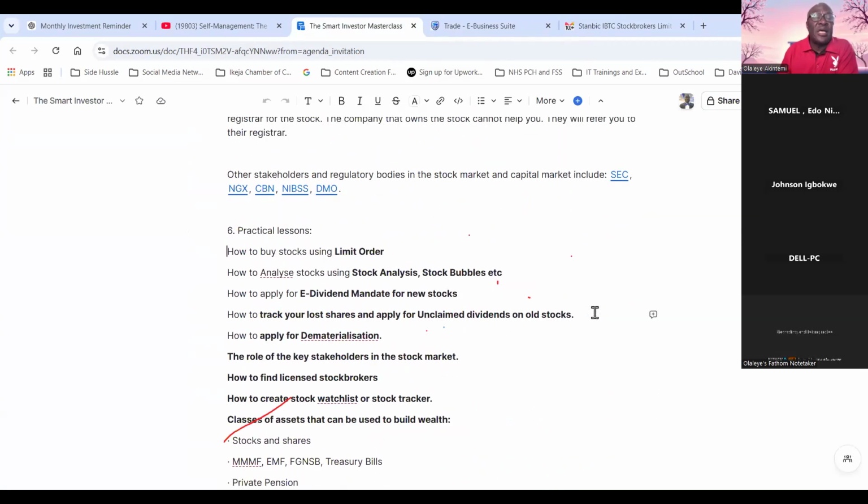So we've had a look at how to buy stocks using limit order. Is there anyone here who is not using limit order when they buy their stocks? Is there anyone who is not using limit order? Okay. Is there anyone here who has not bought any stock at all? You don't have any stock. Is there anyone?